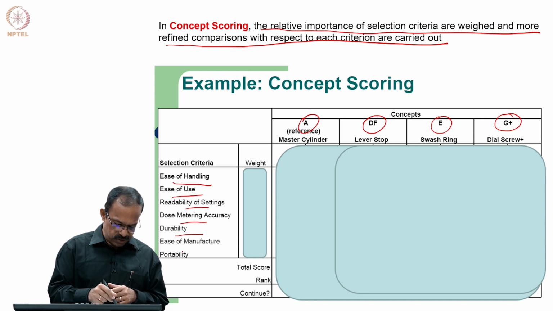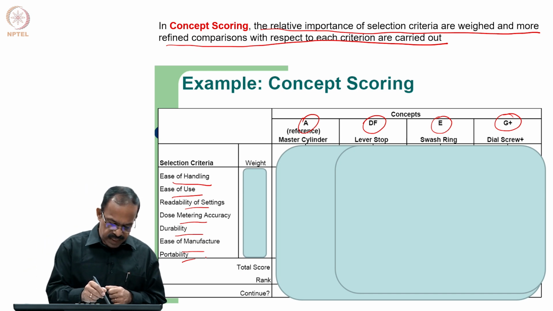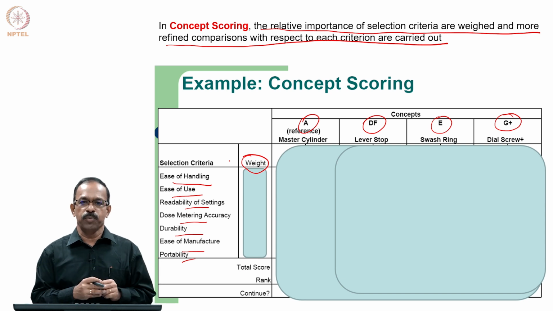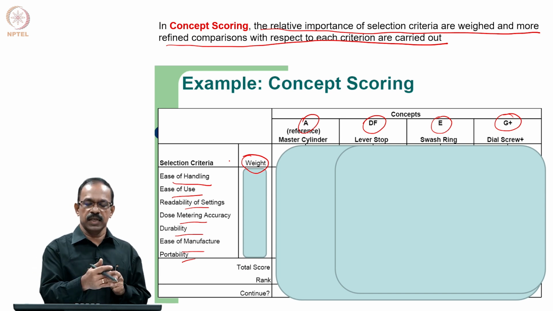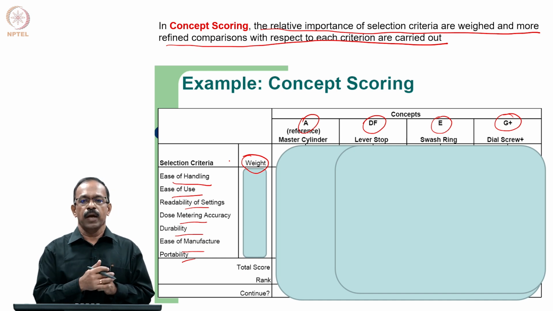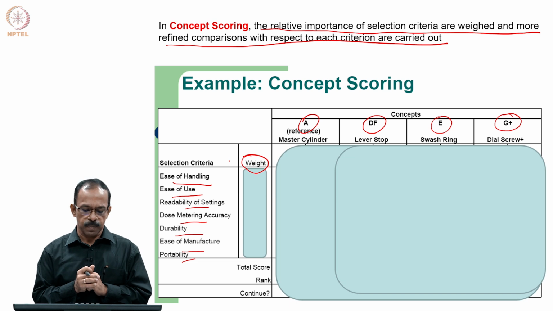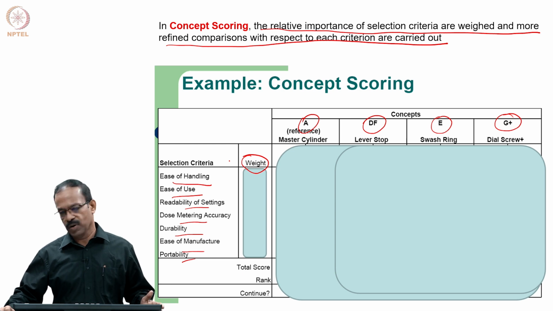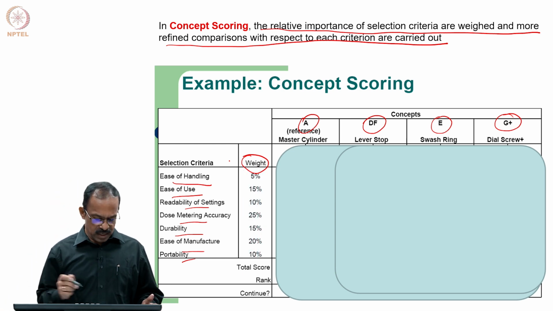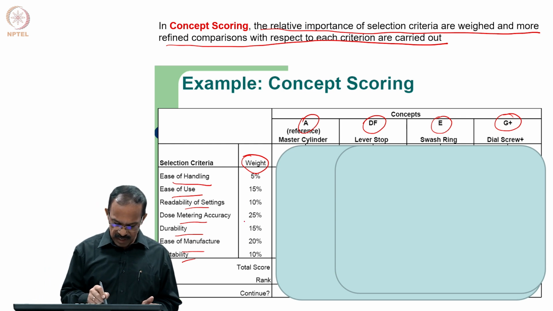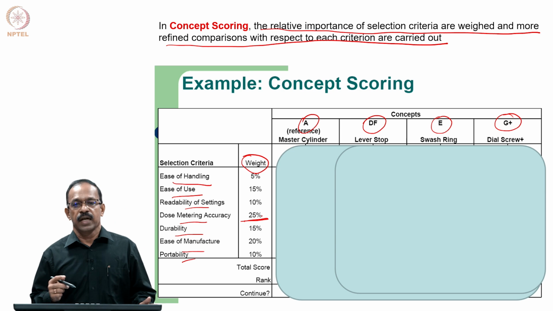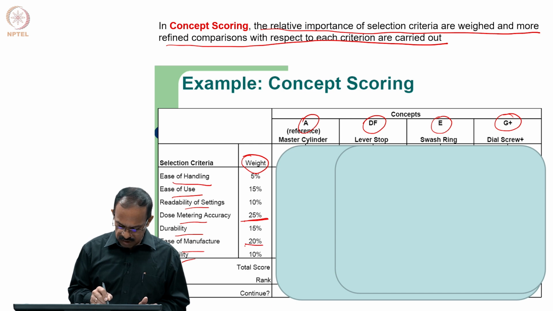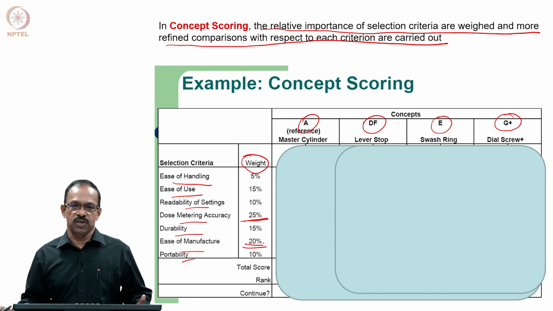It is the same criteria we used, but in this case we give some weightage for each one of these criteria. We assume that they are not of equal importance, some of them are more important than the others, and therefore we want to give a better weightage for these criteria. This weightage can be decided by the design team. There are no rules on how to give it, but we assume that some of them are more important. So, we give a 25% weightage for dose metering accuracy, saying that it is more important compared to the others, and then ease of manufacturing is a criterion, so we put it as the next weightage.